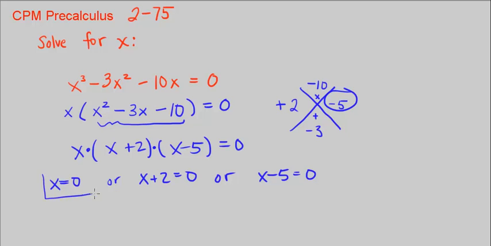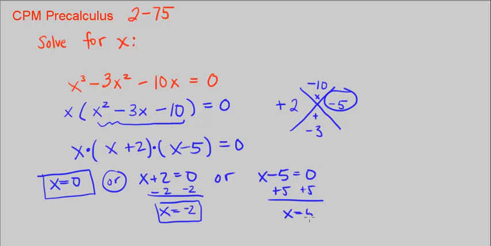x equals 0 is one possibility. Subtract 2 from both sides, that gives us x is equal to negative 2. That's another possibility. These are connected by or. Add 5 to both sides, x is equal to 5 is the last possibility. Remember, these are connected by ors, and we are done with CPM Precalculus Chapter 2, number 75.